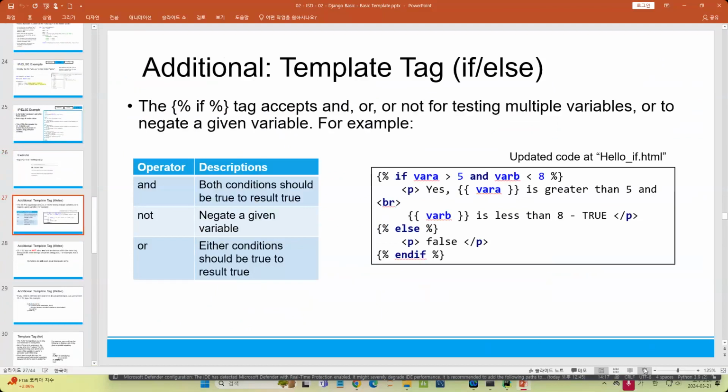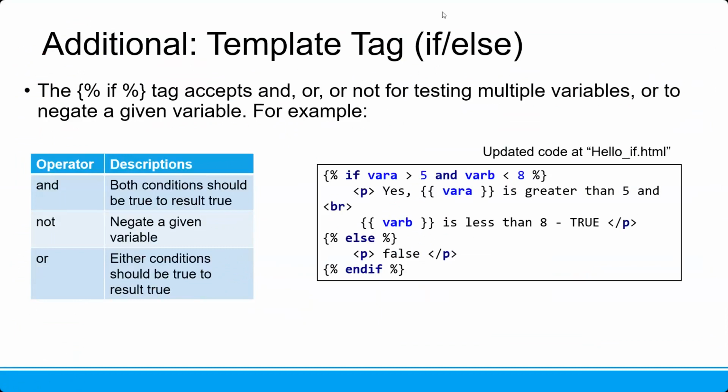In the if else, we can also learn about the operators. The operators are and, or, not. And means both conditions should be true to result true. Not means the negation. And or means either condition should be true to result true.